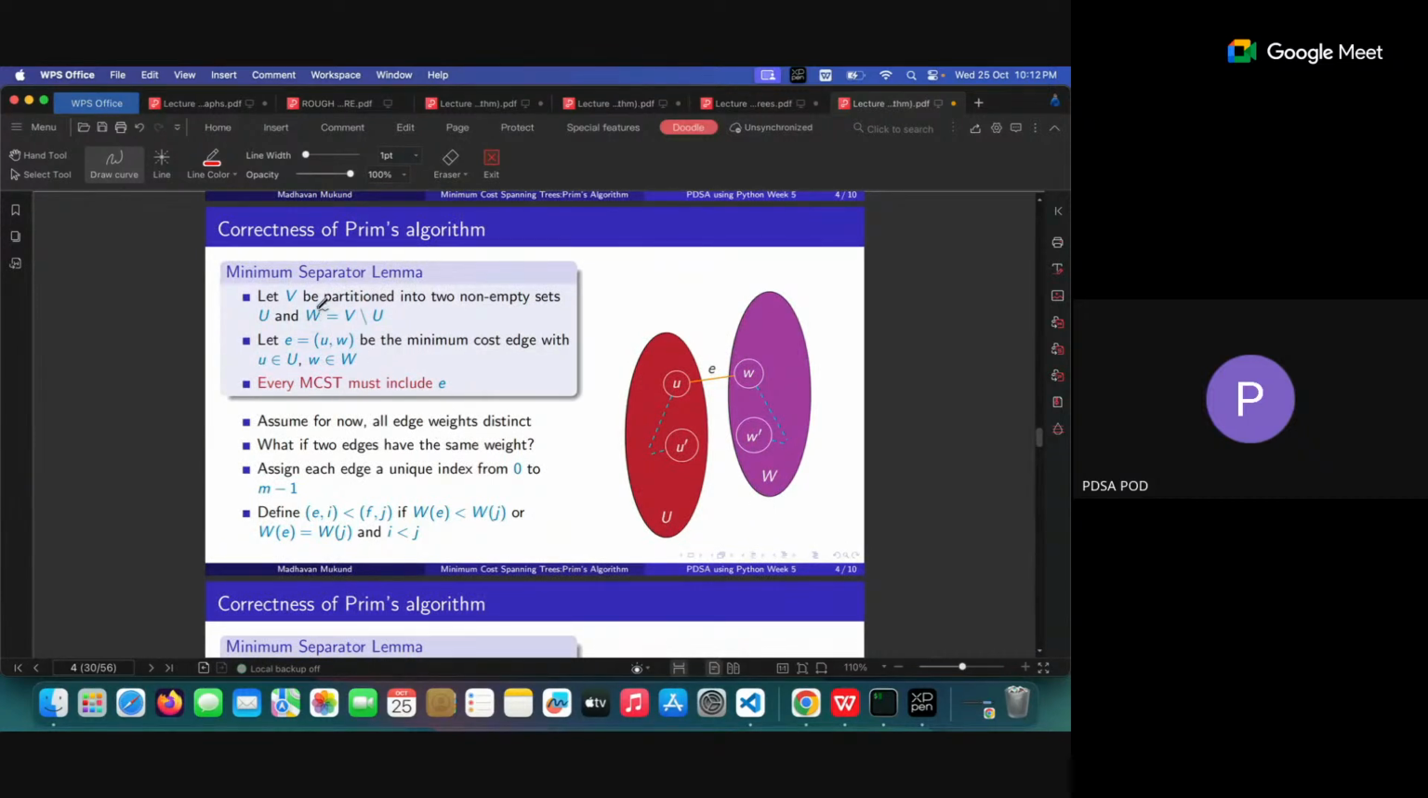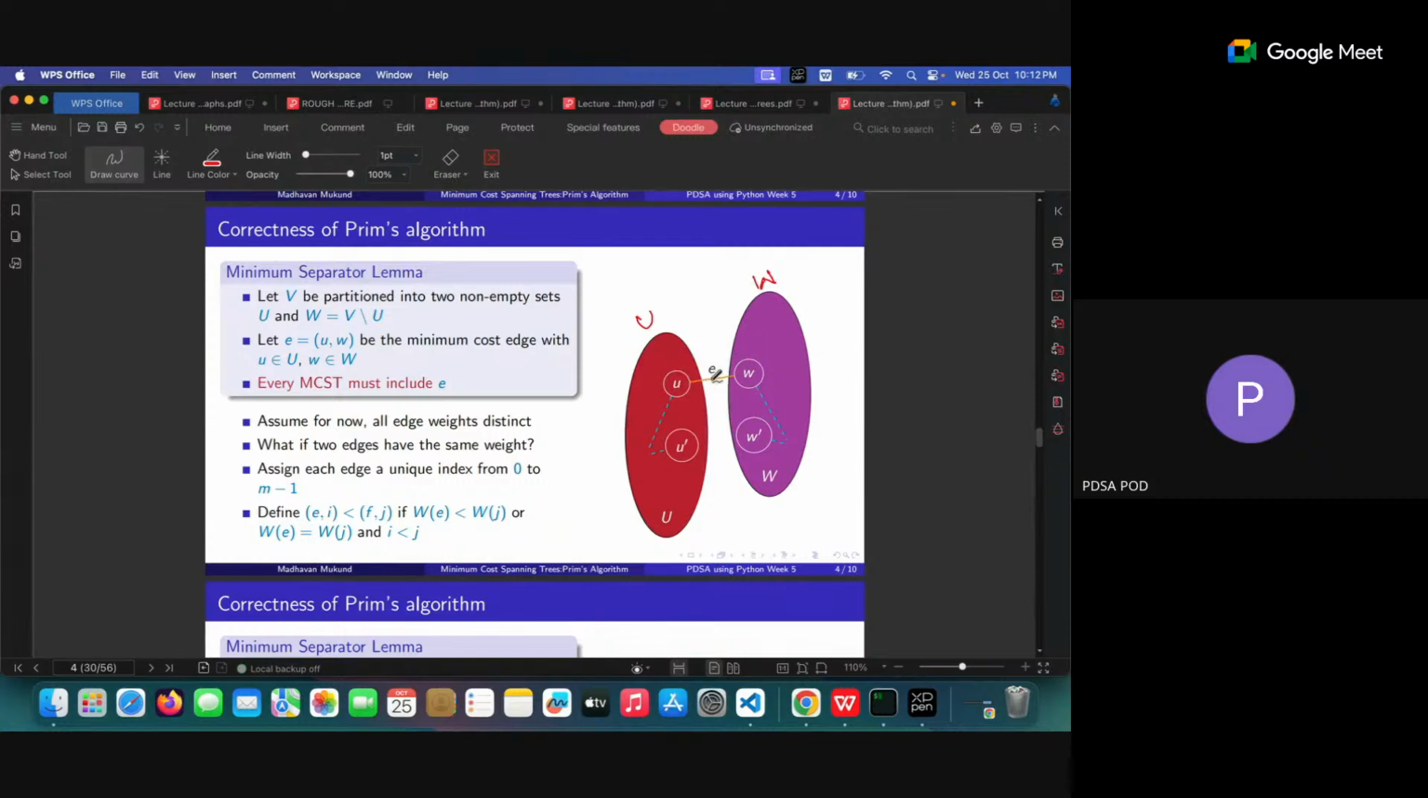So let V be partitioned, V is the total number of vertices. They are partitioned into two sets, U and W, two different sets. Let an edge be connected between the two. Like this is an edge connected between U and W. U is a part of capital U, W is a part of it, because it contains a set of vertices, which are purple color and red color.